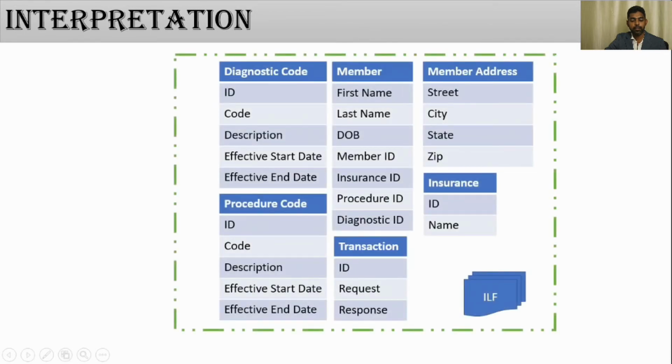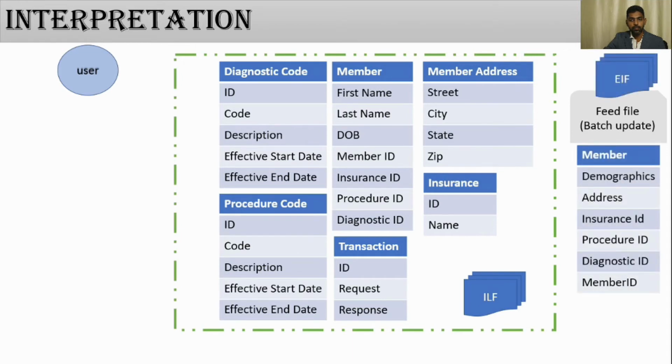This is the system under study, and these are the various tables that we have, and these are called internal logical files. Next, we have a user, and we have a feed file which gets a batch update of member information. So the batch file contains all this member information, and this is called as an external interface file because the data comes from external to the system. Transaction that is coming outside is called as external input, EI.